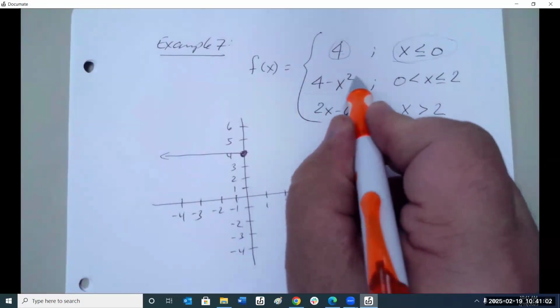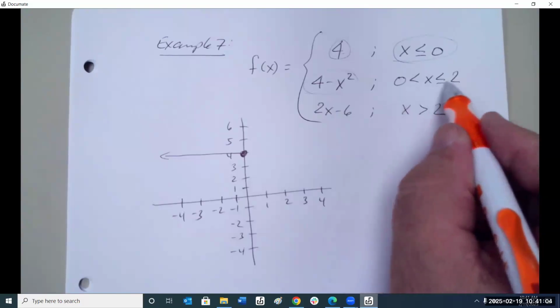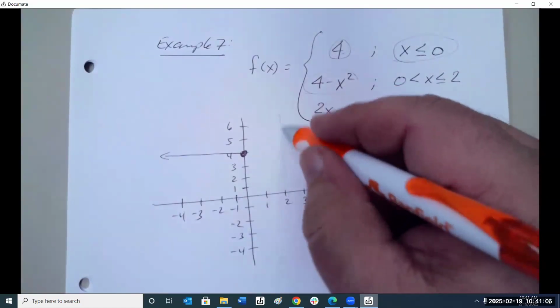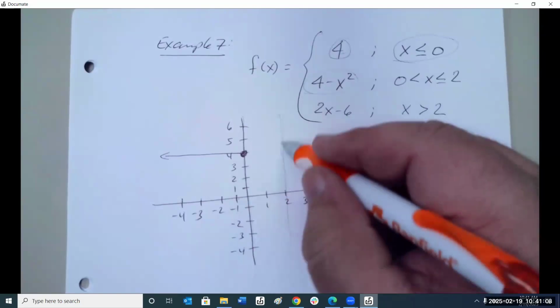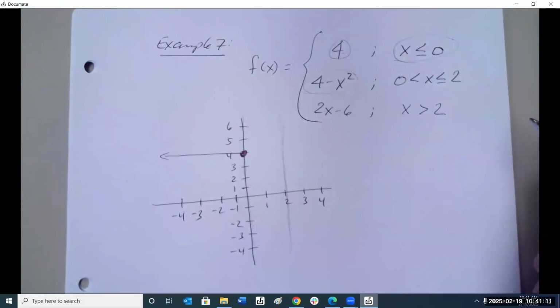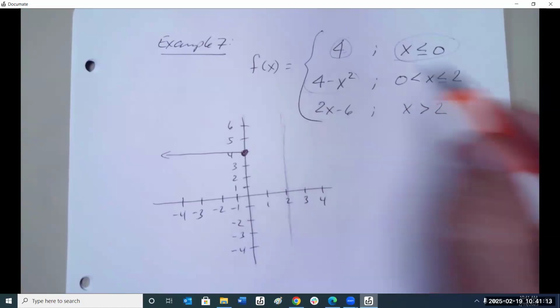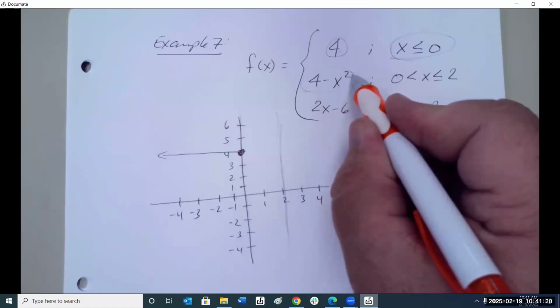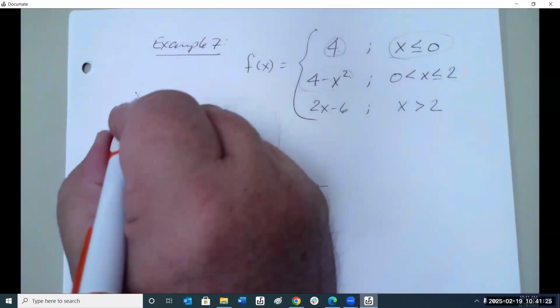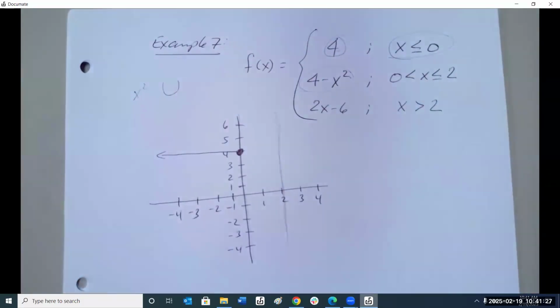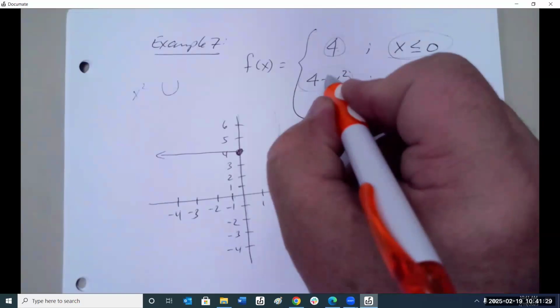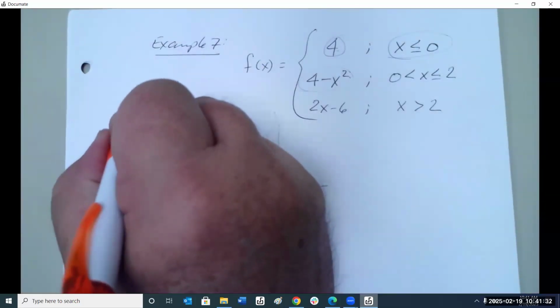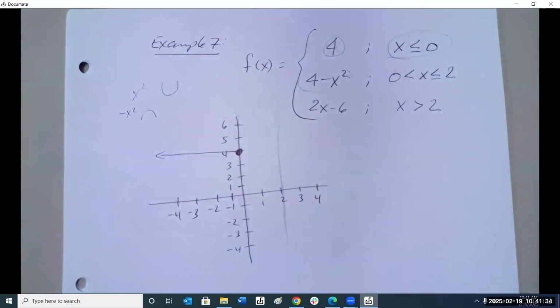Now, look at this next equation. For all my x's between 0 and 2, what kind of graph is it going to look like? What does square mean? What kind of graph is squared? It's a U. Since there's a negative in front, it's going to open downward. It's a parabola.